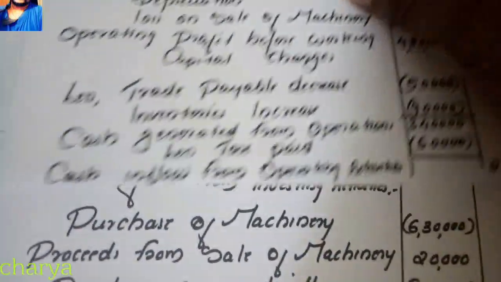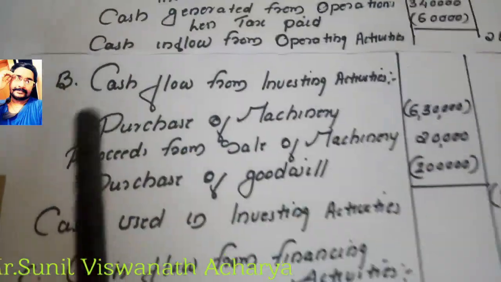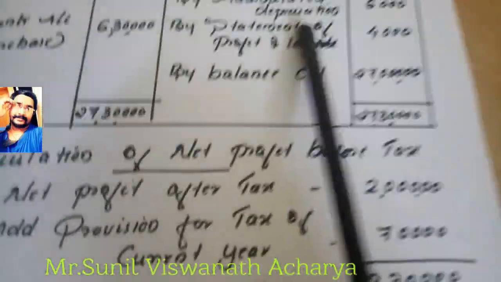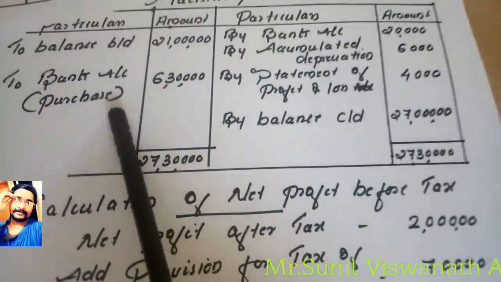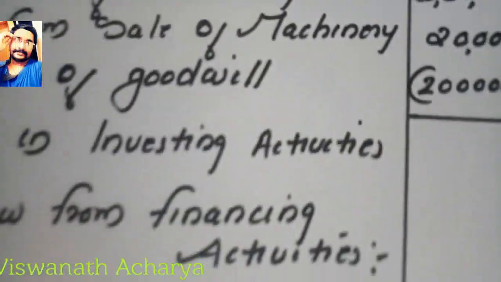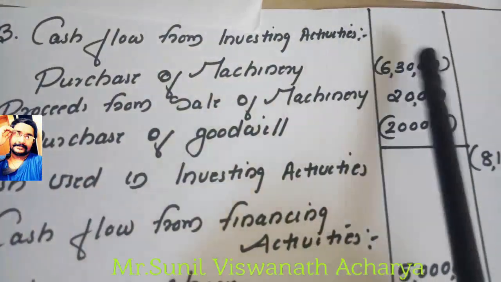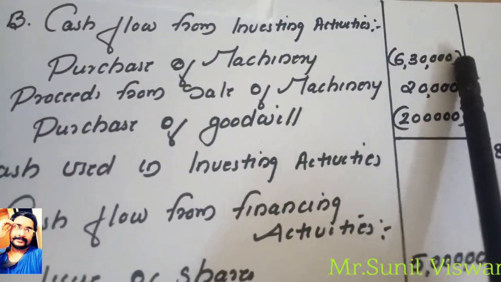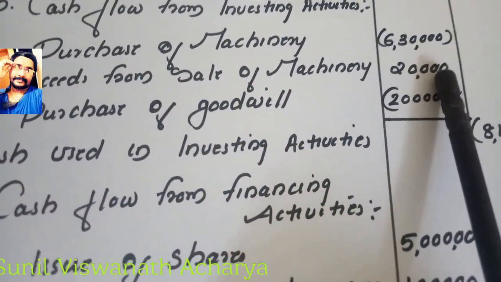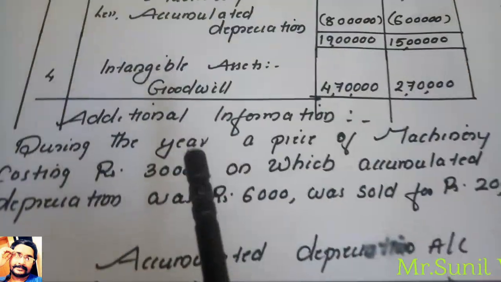Now we have to write the second activity, that is cash flow from investing activity. For investing activity, we already calculated it in the asset account we prepared. Then we understand the sale of asset 20,000 and purchase of asset 6,30,000. So we have to write purchase of machinery 6,30,000, it is outflow, and proceeds from sale of machinery 20,000 inflow. Then in the question one more asset is there, that is intangible asset.